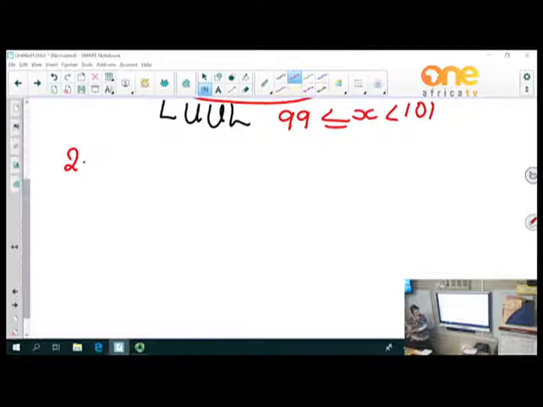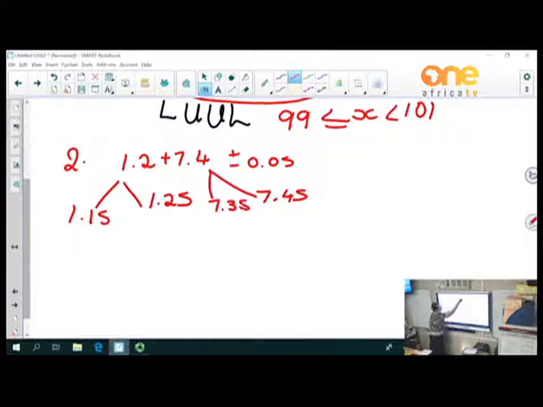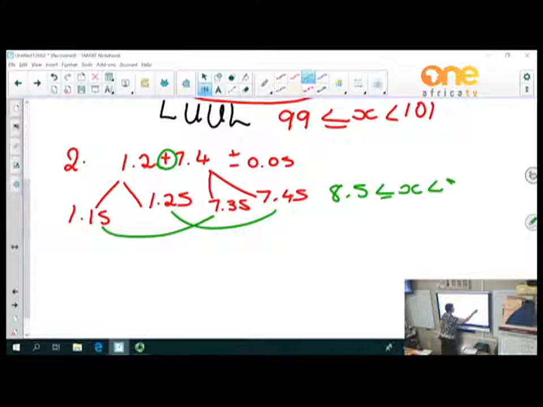Right, so the next one is number 2 that we are looking at. Calculate the lower and upper limits of the following. This time it's to 1 decimal place. So it's 1.2 plus 7.4. What does 1 decimal place mean? Plus or minus 0.05. How do I get it? 0.1 divided by 2. That's how you get that one. So the lower and upper bounds here are 1.15 and 1.25. There the upper bound is 7.45 and the lower bound is 7.35. And this is addition this time, which means lower, lower, upper, upper, 8.7.